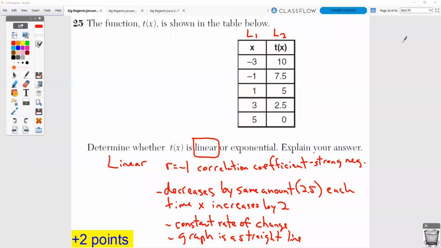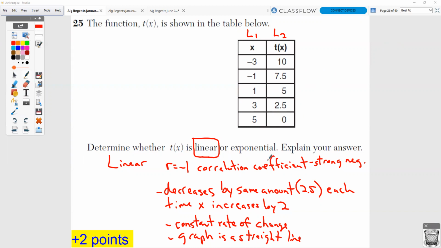These are the answers to the January 2016 Regents exam short response questions. In question number 25, they give you this table. They want to know whether the table is linear or whether it is exponential.